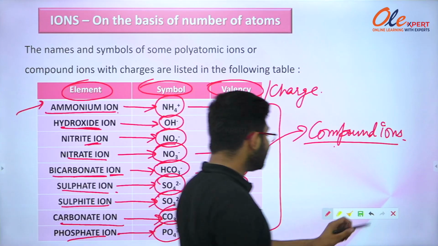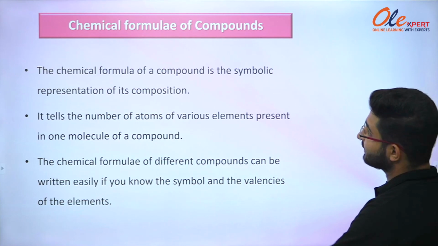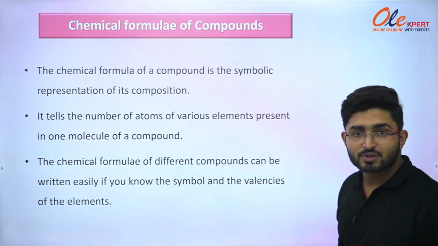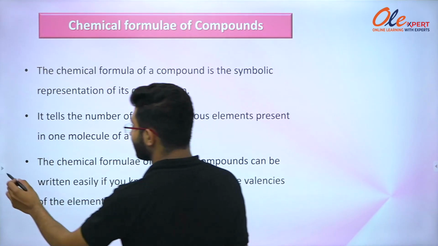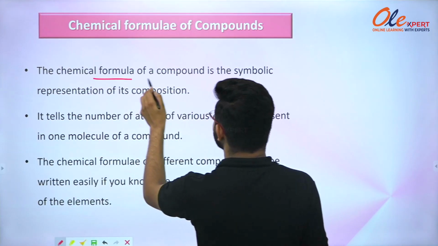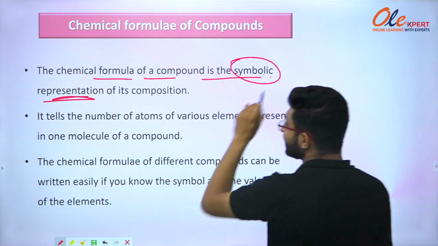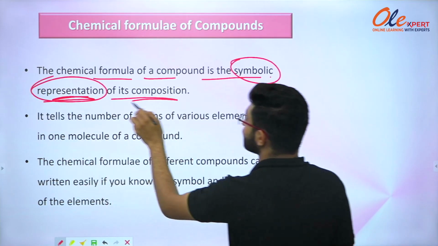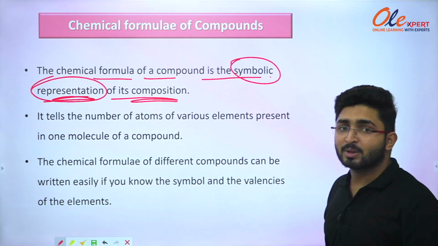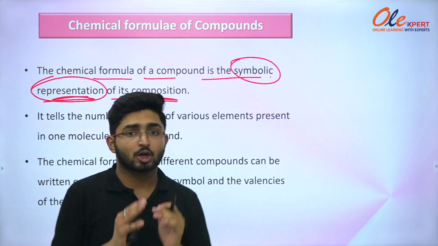Now we are moving with the next topic given on the screen, the formation of chemical formula, that is chemical formula of compounds. We will consider the first point of this topic. The chemical formula of a compound is the symbolic representation of its composition. So always remember that a chemical formula is the symbolic representation of its composition.